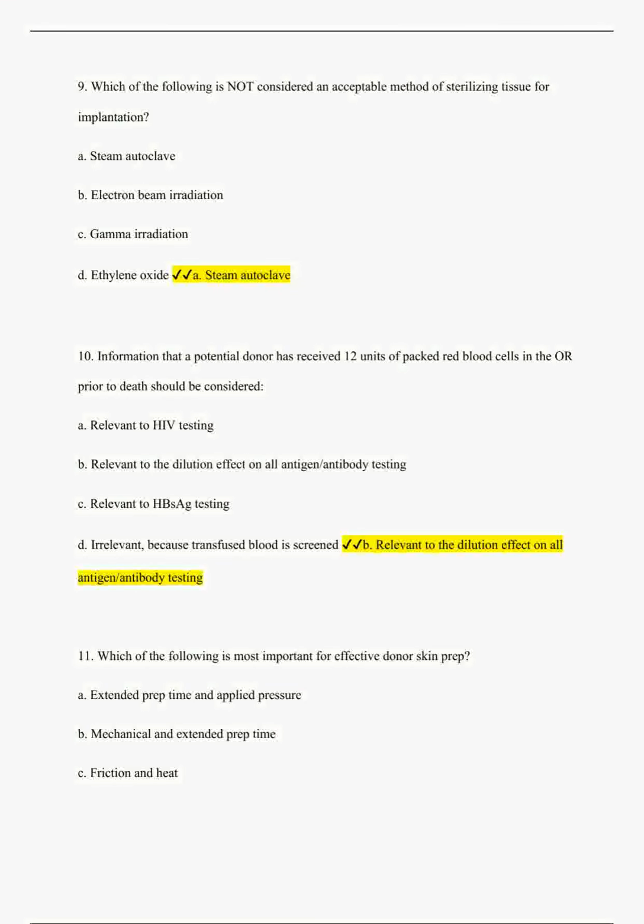10. Information that a potential donor has received 12 units of packed red blood cells prior to death should be considered: A. Relevant to HIV testing. B. Relevant to the dilution effect on all antigen/antibody testing. C. Relevant to HBsAg testing. D. Irrelevant because transfused blood is screened. Answer: B. Relevant to the dilution effect on all antigen/antibody testing.